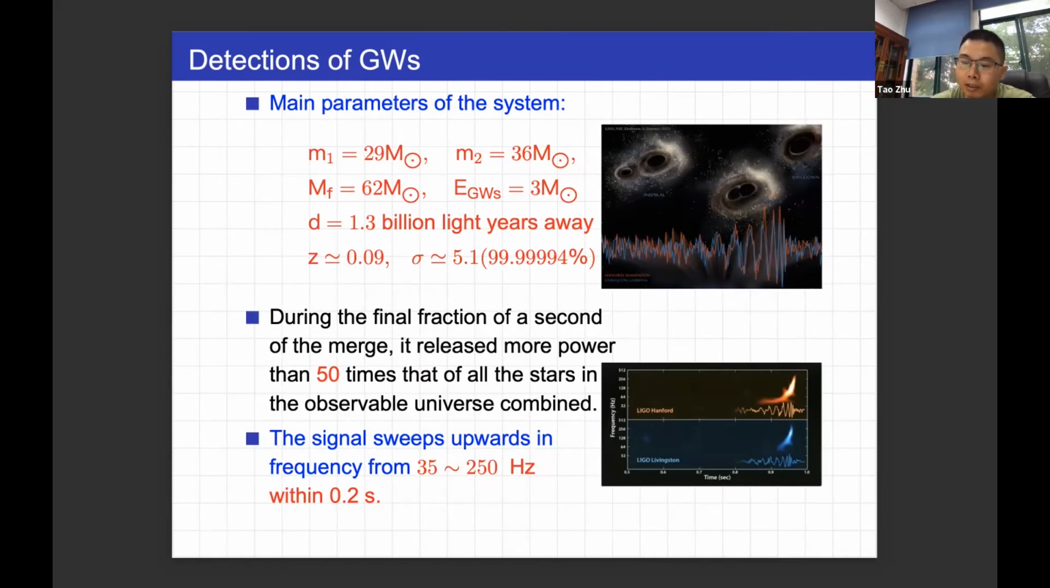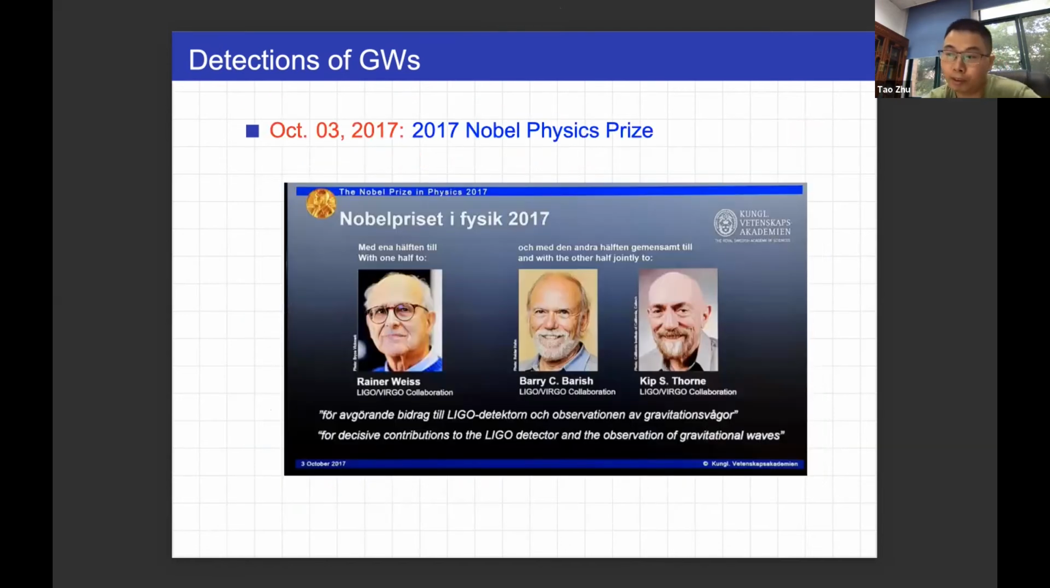The first direct detection of gravitational waves confirms one of Einstein's predictions, which was made nearly 100 years ago. Most importantly, this remarkable discovery opened up a new era of gravitational wave astronomy. This is a great achievement in physics, and this discovery won the Nobel Prize in Physics in 2017.